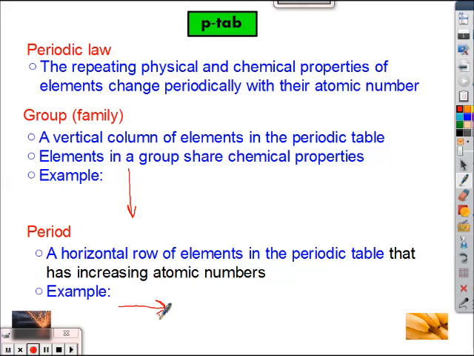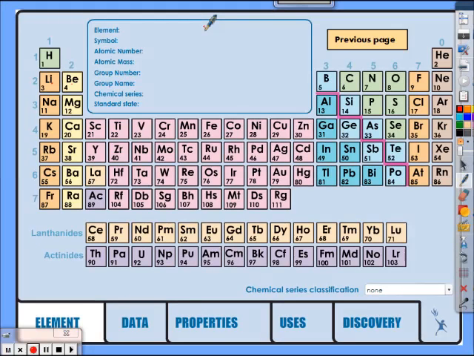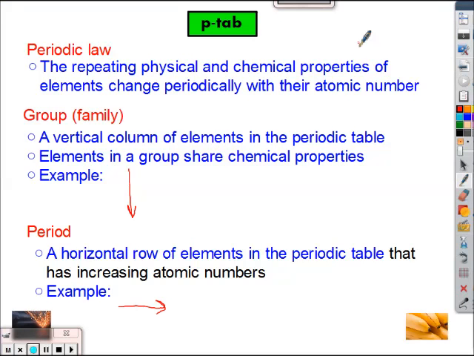So where did our modern periodic table come from? This was a gentleman named Moseley, who came up with the idea to rearrange things by atomic number. So now we have groups that go down based on the same family. Fluorine, chlorine, bromine, and iodine are all a family. They share the same chemical properties. They'll react the same way.